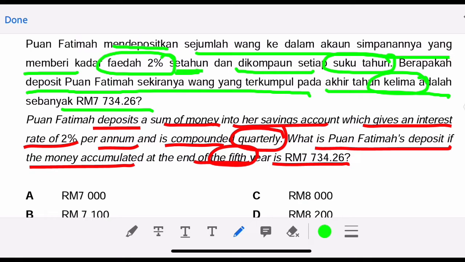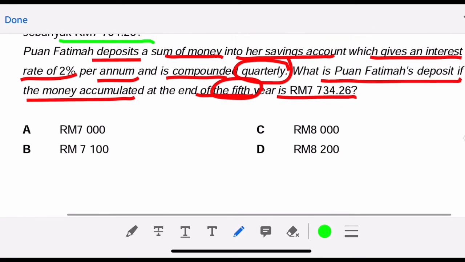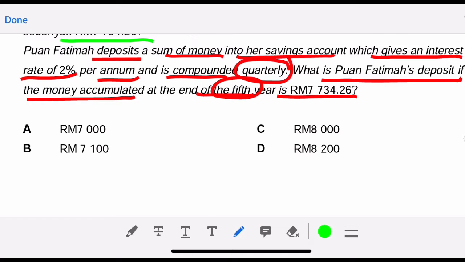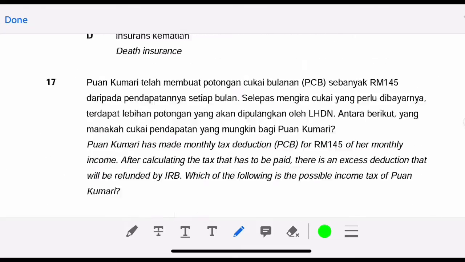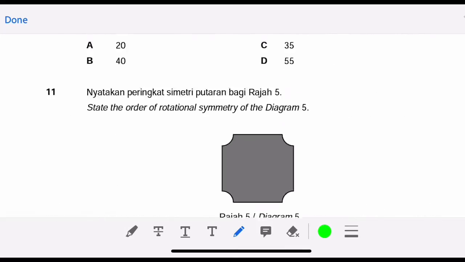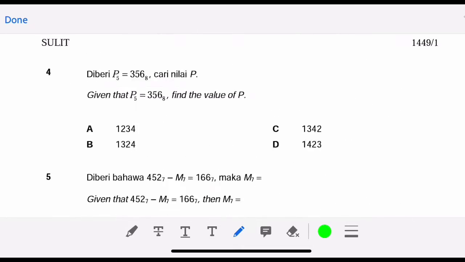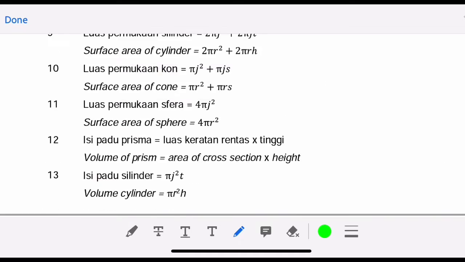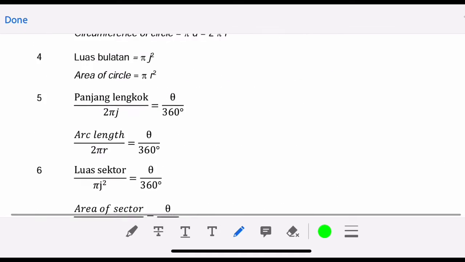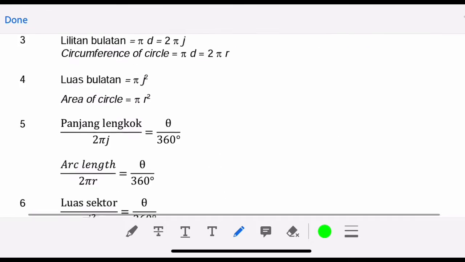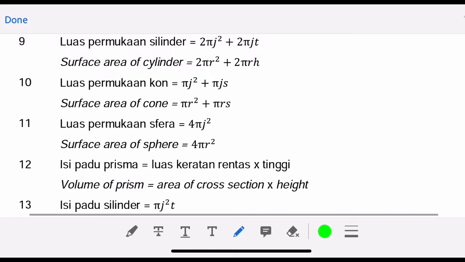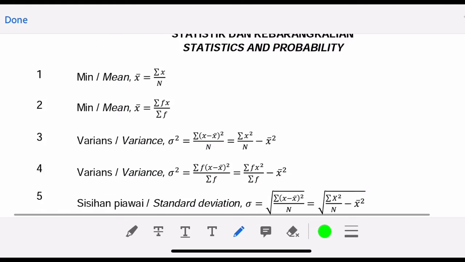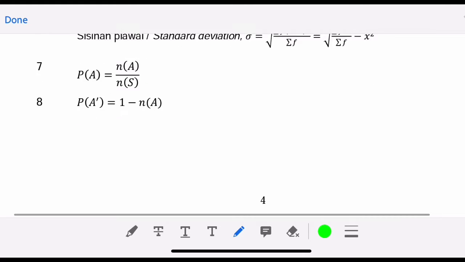Okay, to do this question, first of all, you must know the formula for the maturity, right? Okay, let's refer to the formula. I'm going to show you what formula you need to copy down. So in your coming SPM exam, you will be given the formula, no worry. So the formula is which one? You must know. Where is the compounded interest? It should be somewhere here.